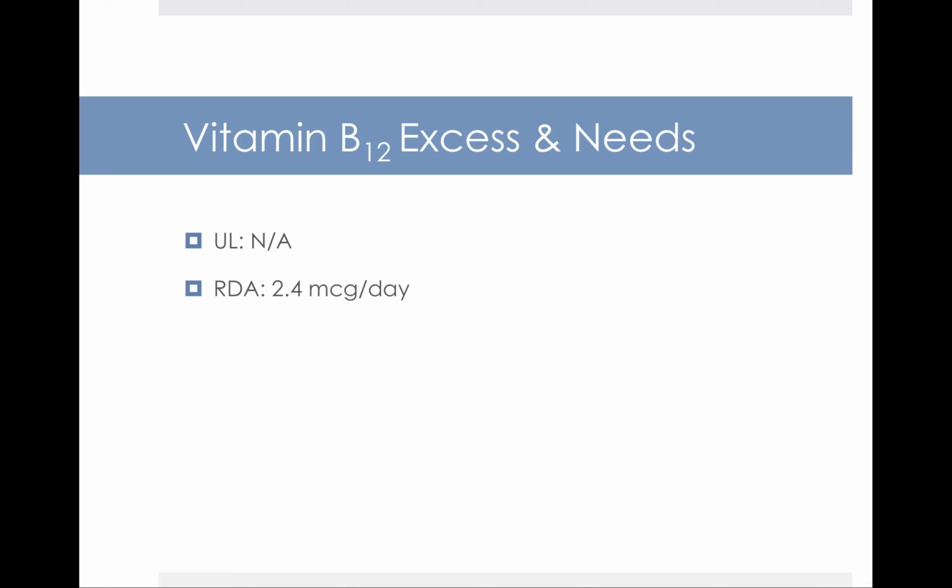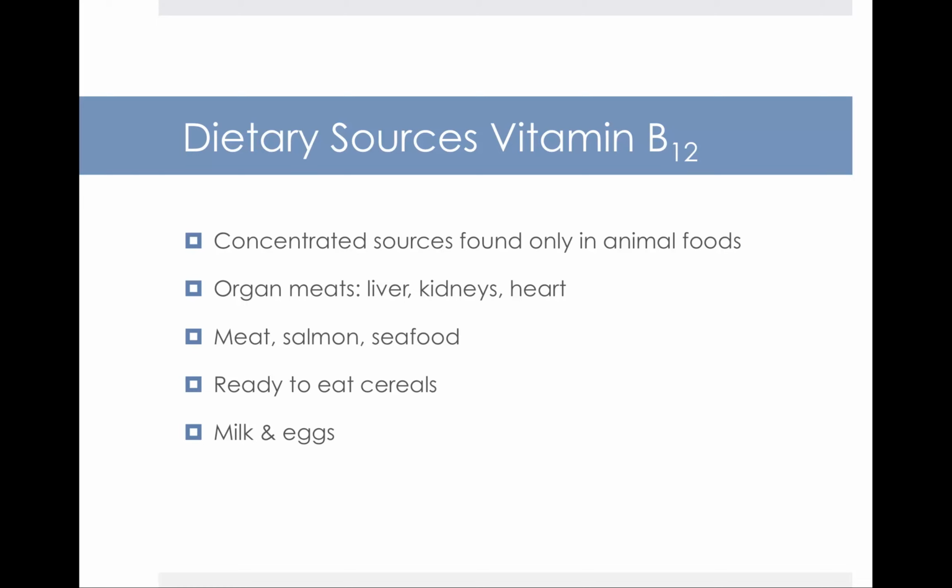There is no upper limit established for B12, and the RDA for healthy adults is set at 2.4 micrograms per day. We find B12 again primarily in animal foods. Organ meats are a really rich source, like liver, kidneys, and heart. Meat, salmon, seafood, milk, and eggs, and then ready-to-eat cereals have a little bit of B12. But keep in mind that people who are on a vegan diet will need to supplement with B12.